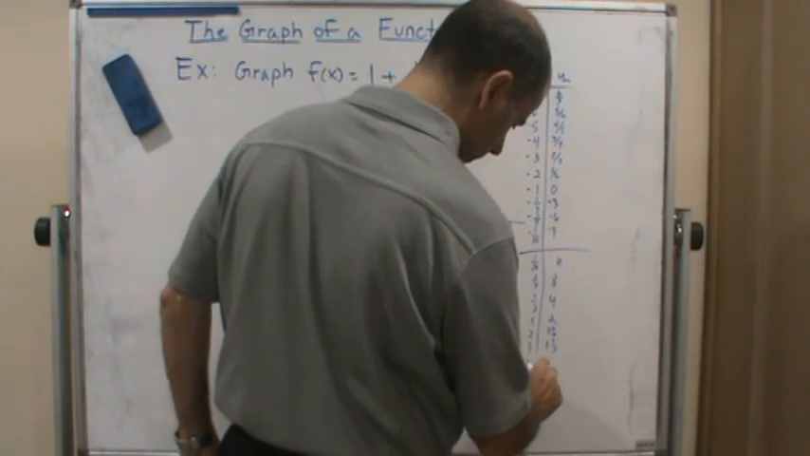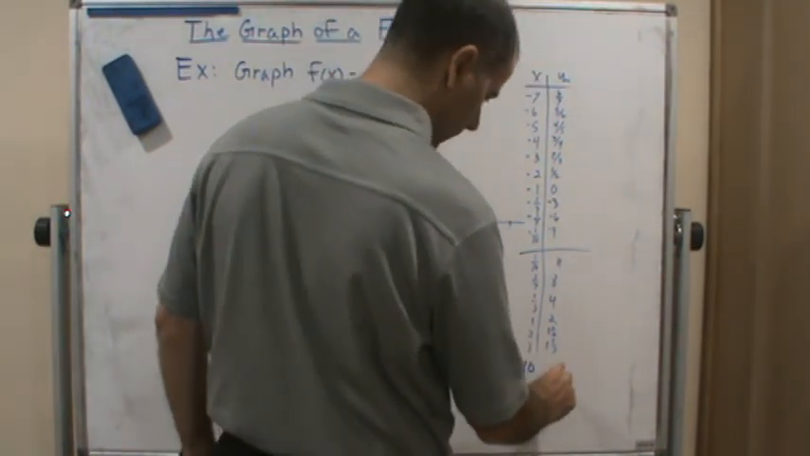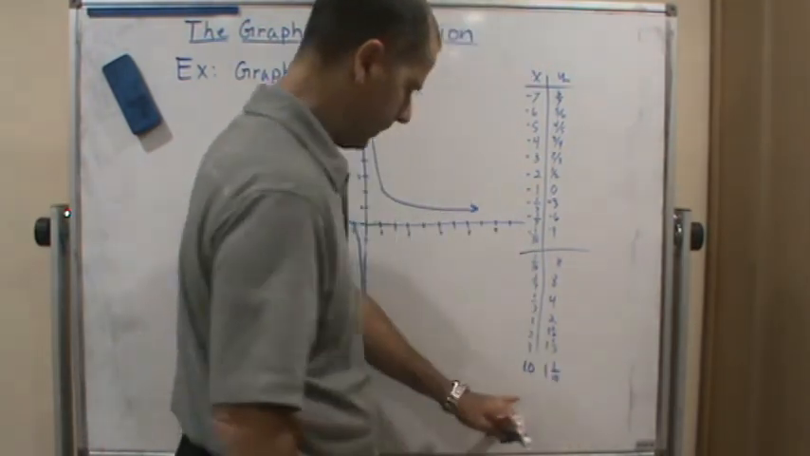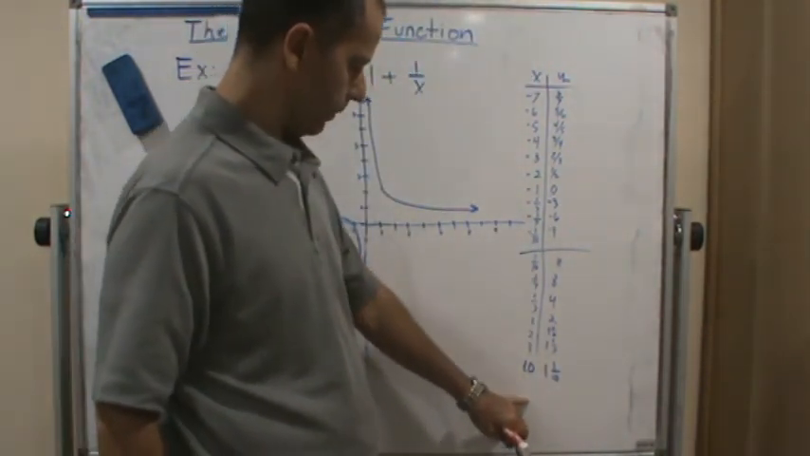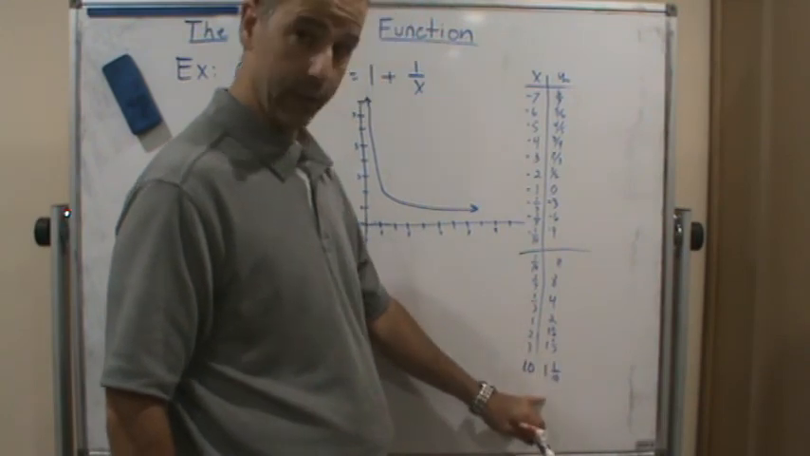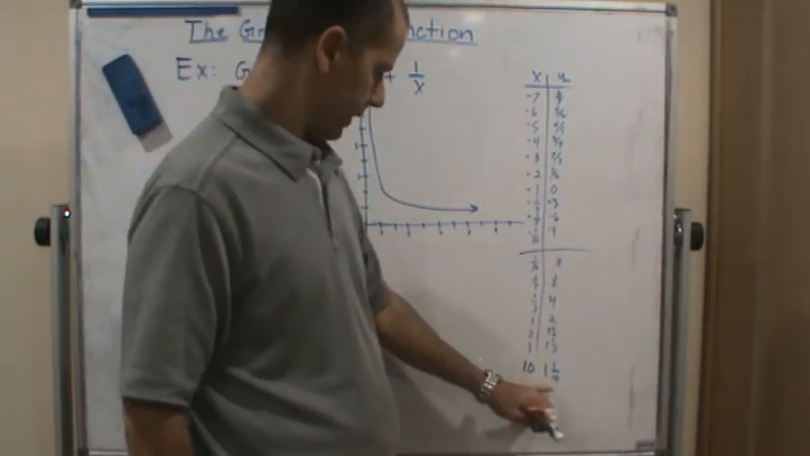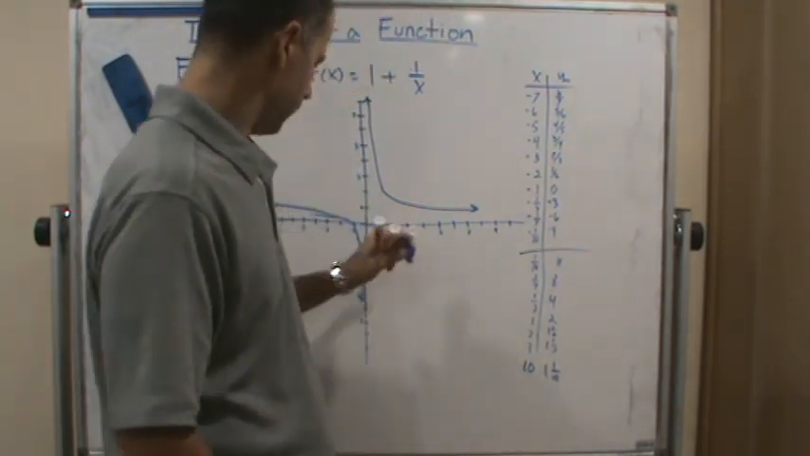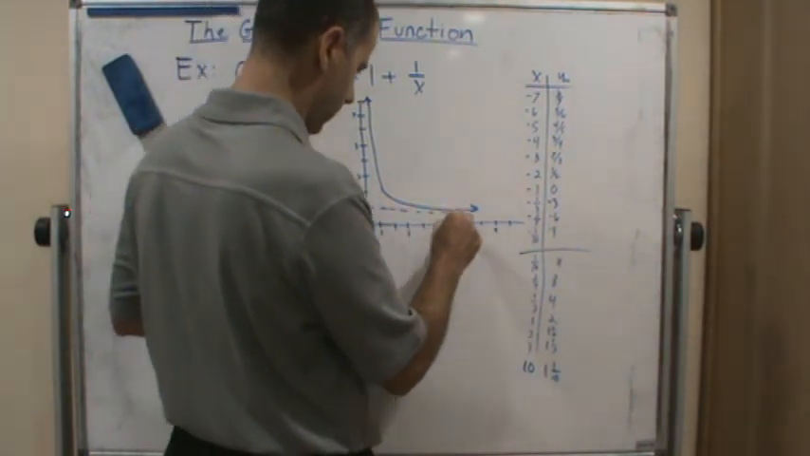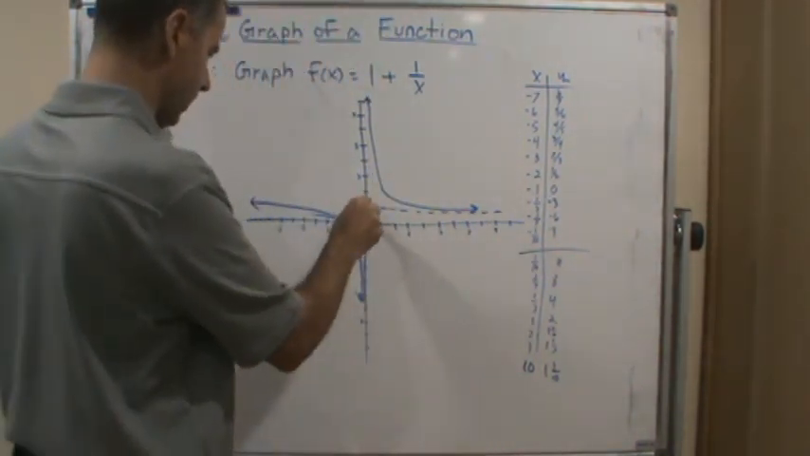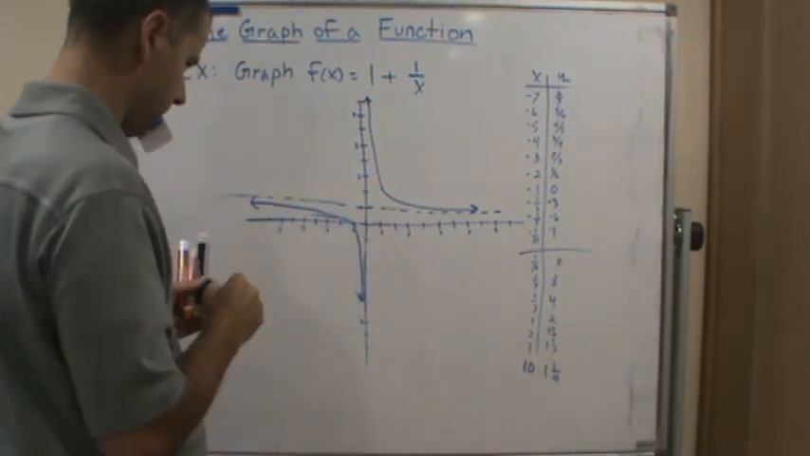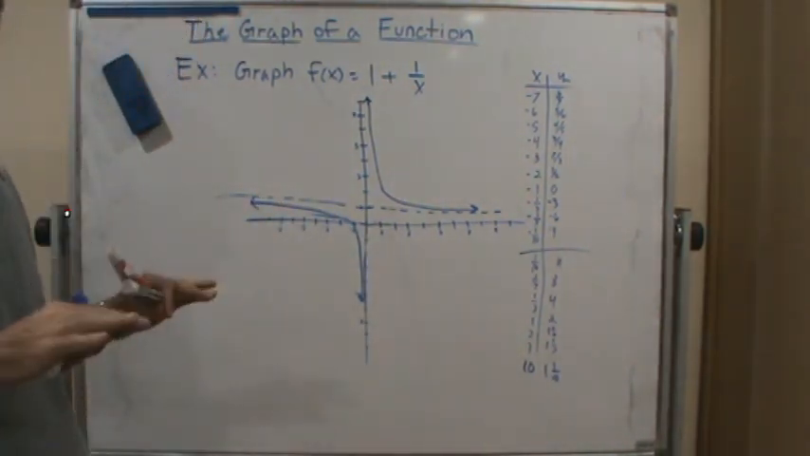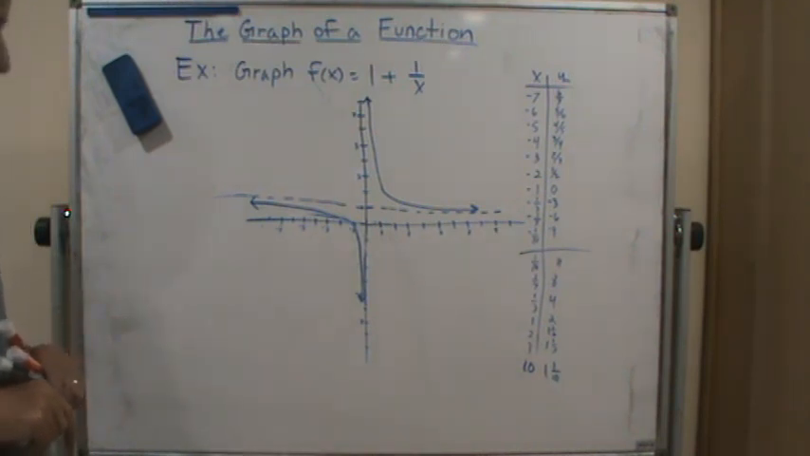Let's put in 10. Then I'm going to get 1 and 1/10. So what's happening is x gets bigger and bigger and bigger, and this is getting closer and closer to 1. But as x goes to really big numbers, it only gets closer to 1. So it looks like the graph is not going to cross that horizontal imaginary line of y equals 1.